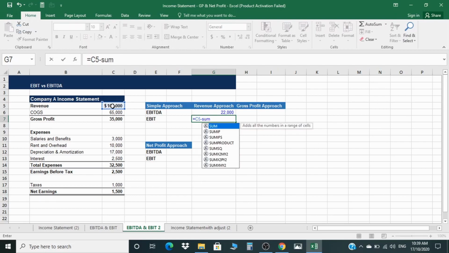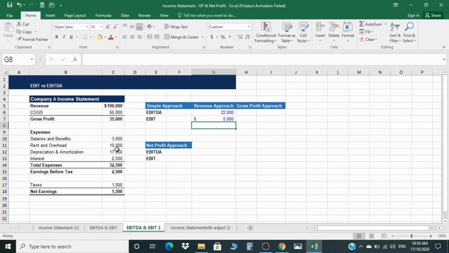Or you have to write sum. You will get your 5,000. If you want to use a dollar sign, you can use the dollar sign.